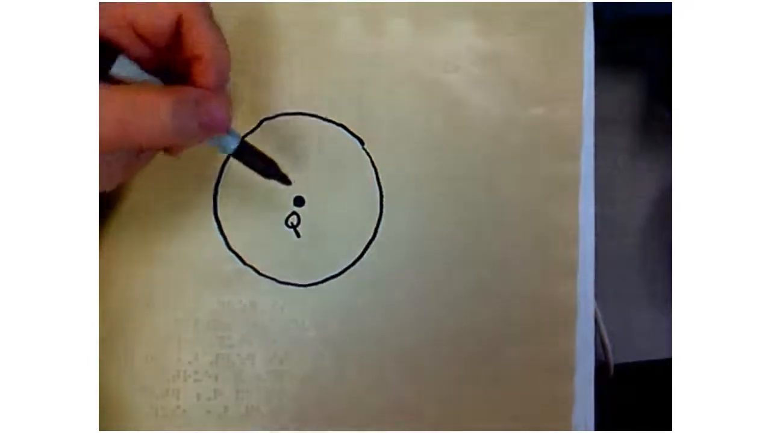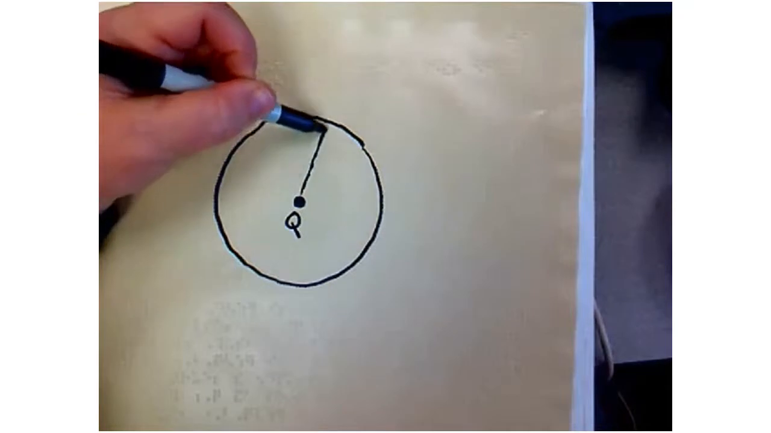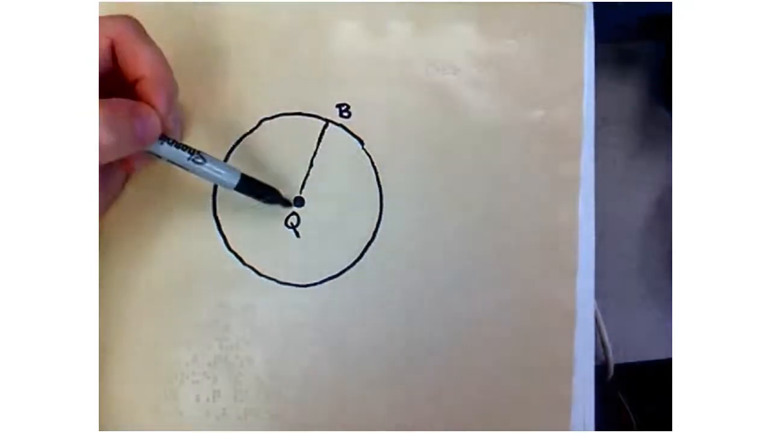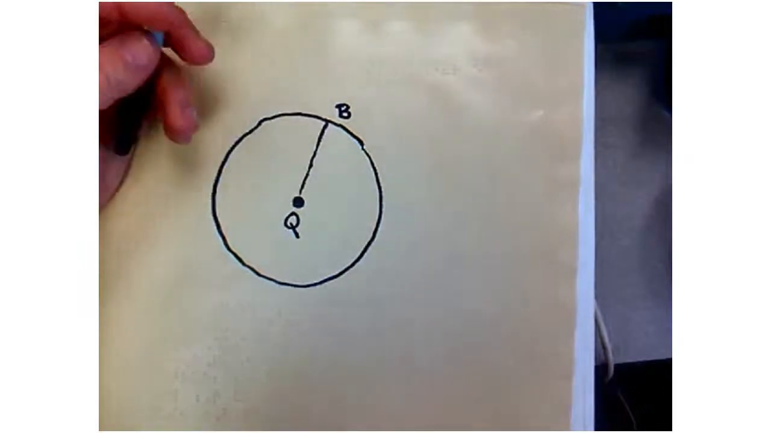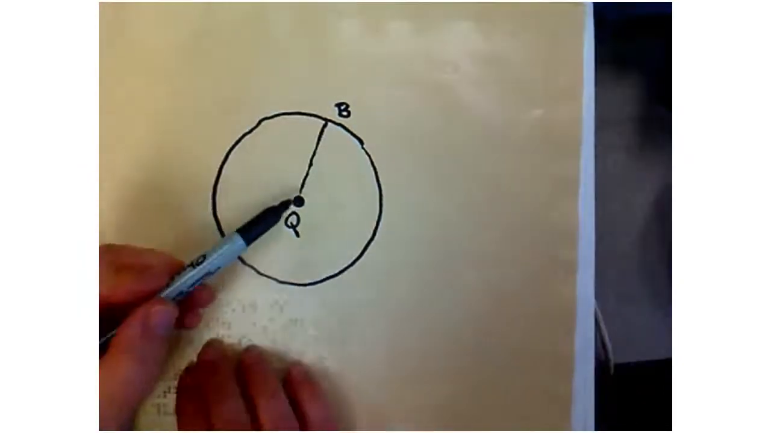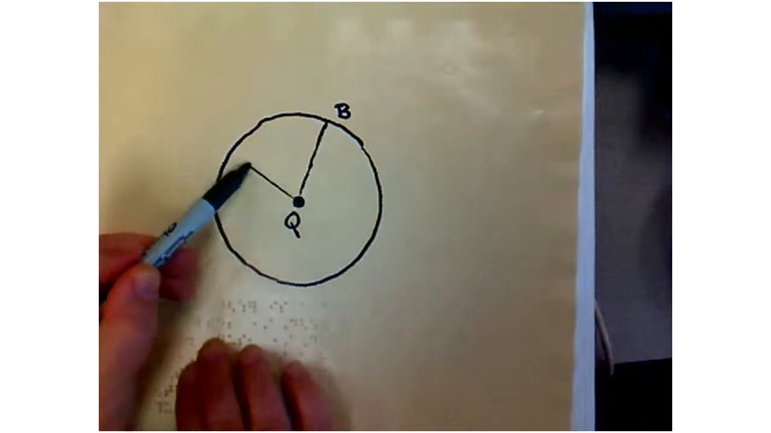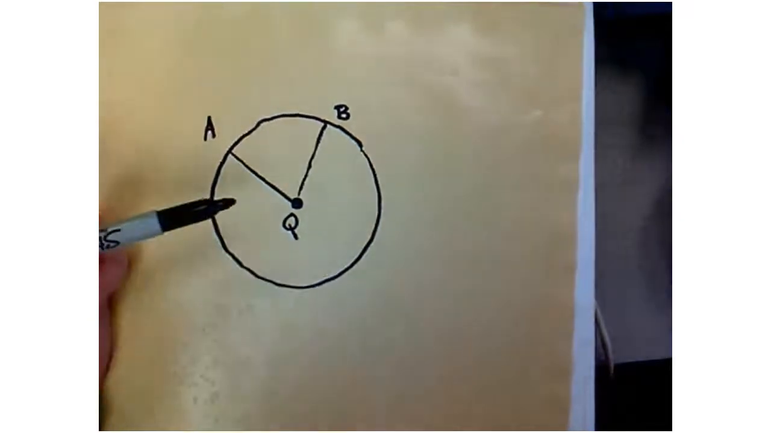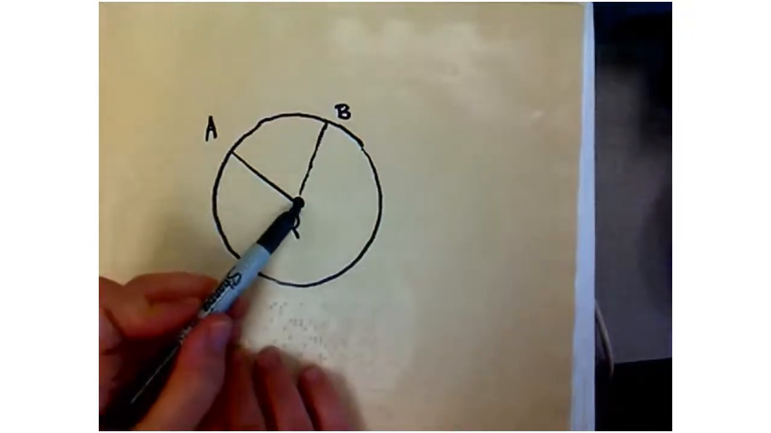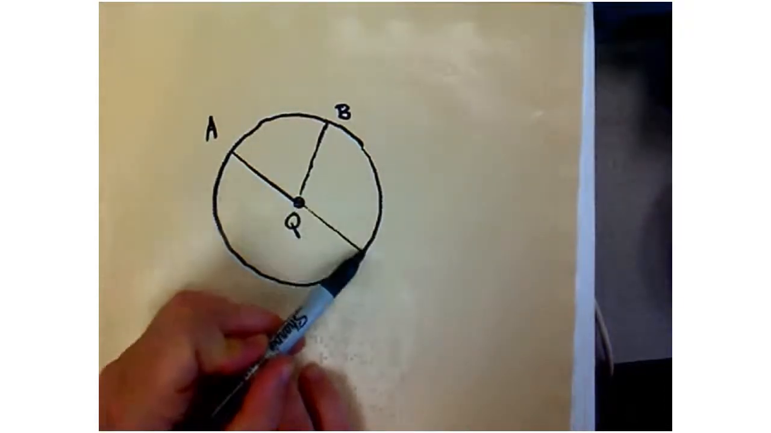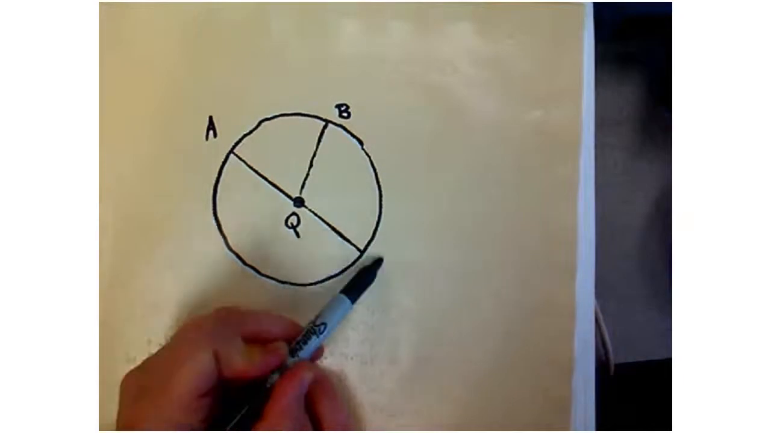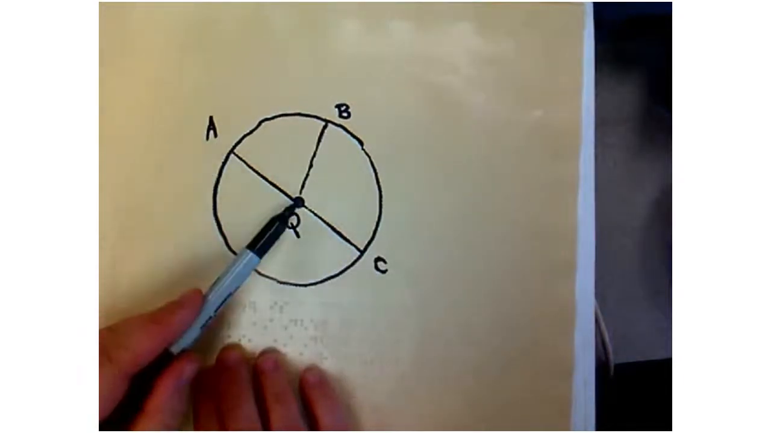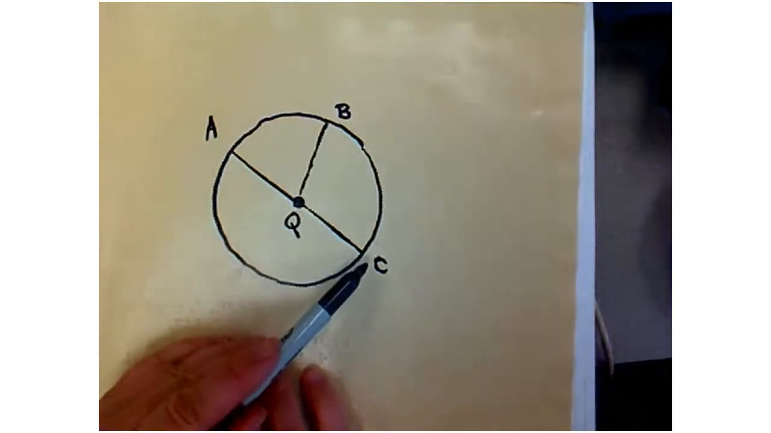And notice from Q to about 1 o'clock, it goes to Q to B. What is that? What is QB? A radius. Good. And then notice it goes from Q to A at about the 10 o'clock. What is that from Q to A? A radius. Then if you go from Q to C, which is down at about 4 o'clock, what is that? Another radius. And then from A through Q to C, what is that?